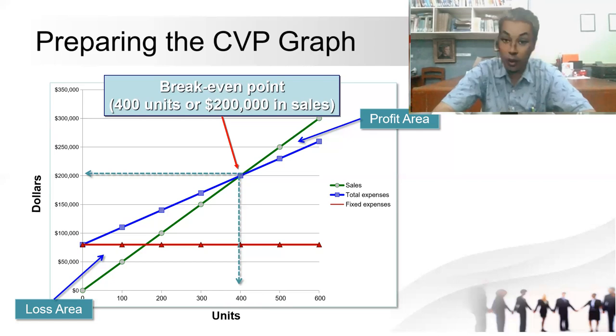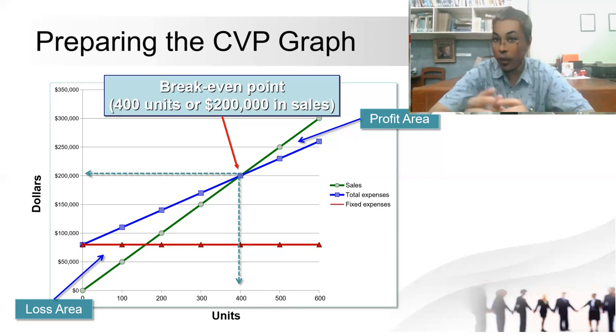Therefore, it's still losses because it is between 0 and 400. Even at 399, we still have losses because it is still less than 400. Meaning the green line is still below the blue line. However, if the green line is above the blue line, there is a profit, because the green line is the amount of sales and the blue line is the total expenses.